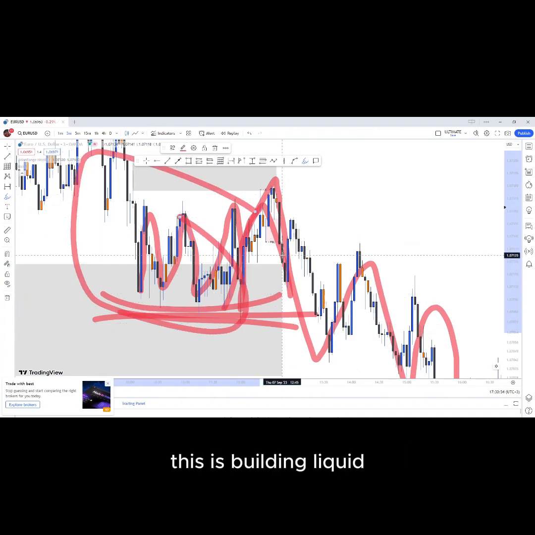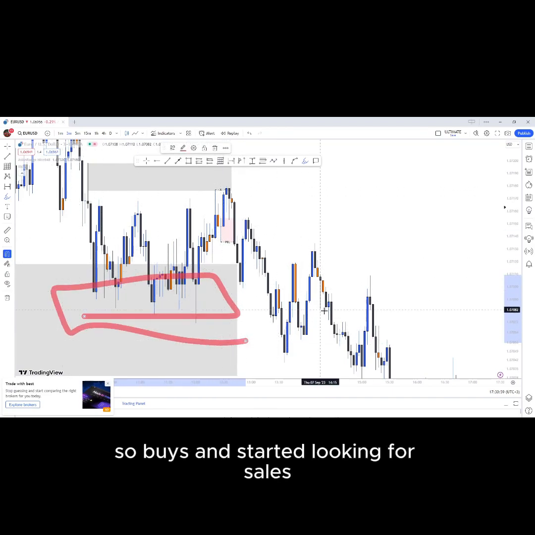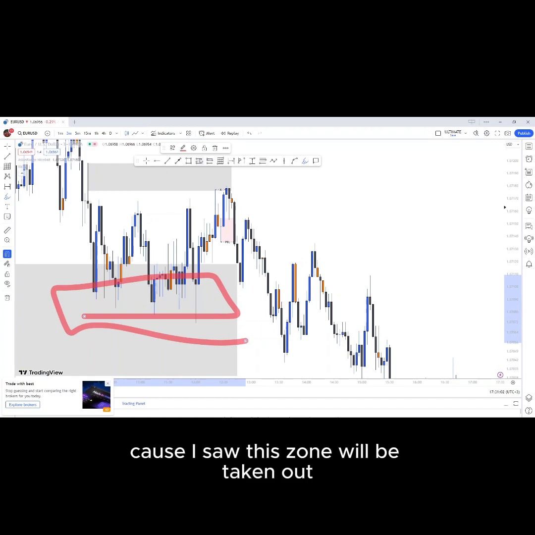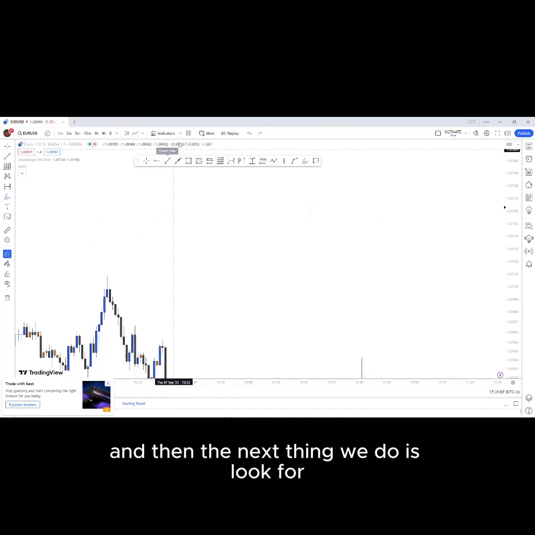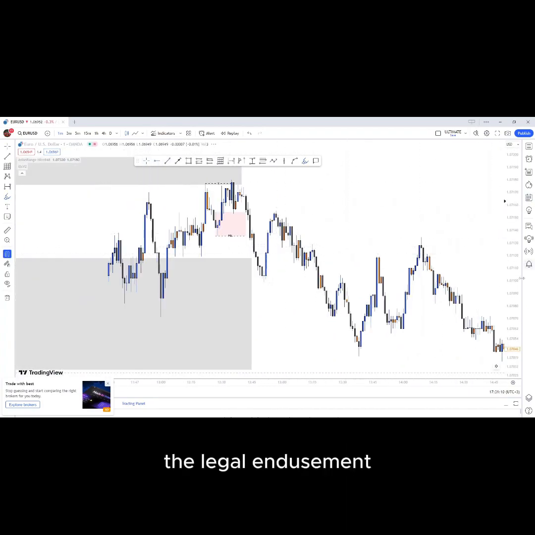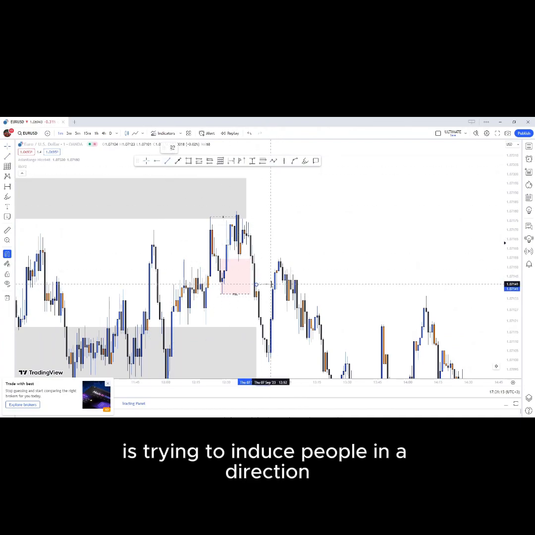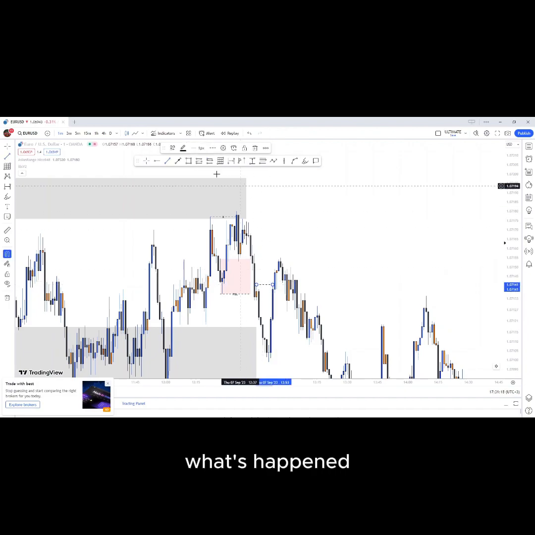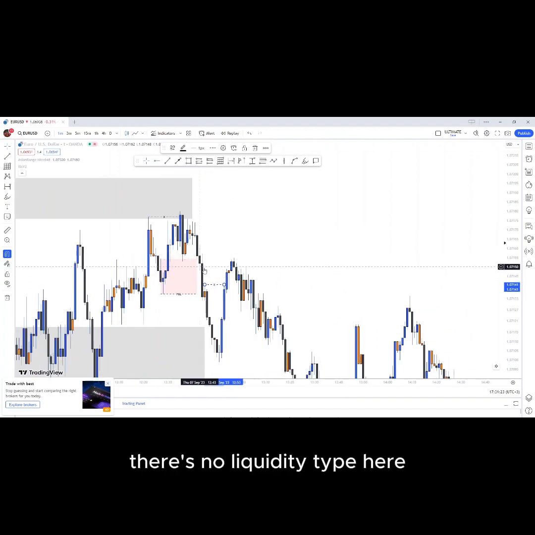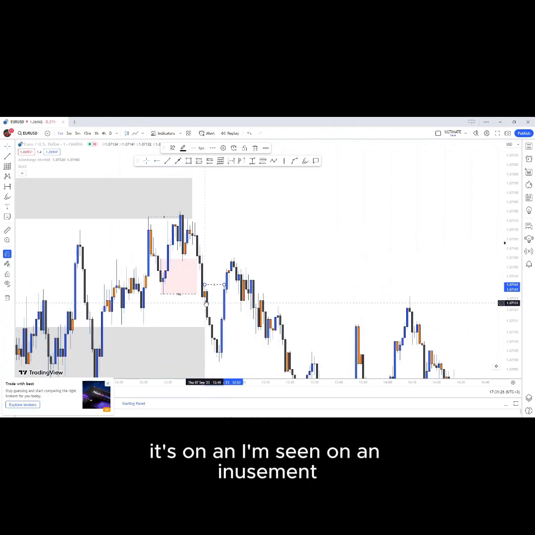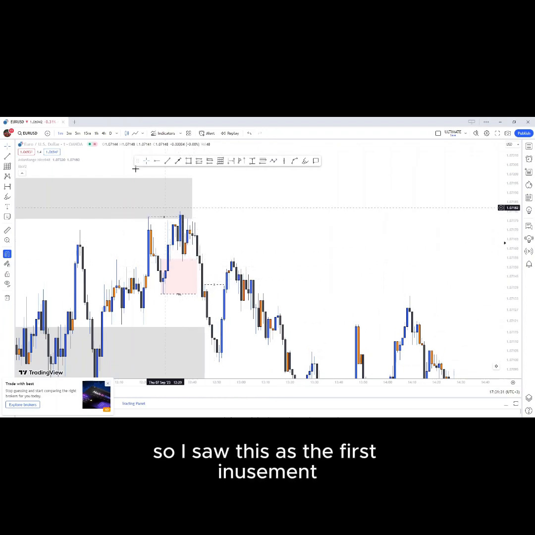This is building liquidity. So I lost my bias of buys and started looking for sells because I saw this zone will be taken out. So first we saw it tapped, and then the next thing we do is look for the inducement. What is an inducement? It is trying to induce people in a direction before the original move has happened. And zones that can do that is either this zone, there's no liquidity type here. I'm seeing only an inducement. And yeah, so I saw this as the first inducement.